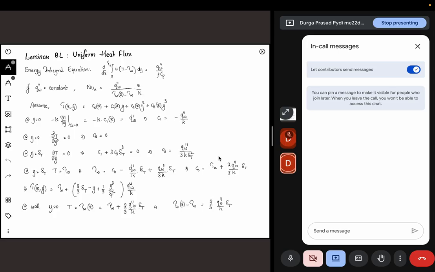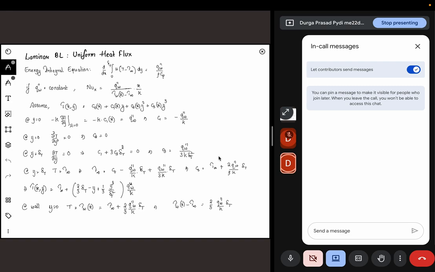The next case or scenario is the uniform heat flux condition. So here again we'll use the same integral equation. The only difference is, previously we were able to define that Tw is constant. Now because Tw is not constant, it could actually be a function of x. So the problem boils down to identifying what is that function.